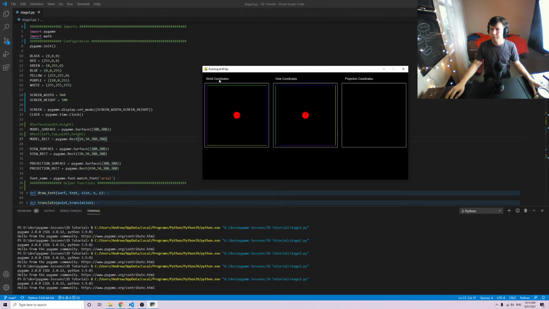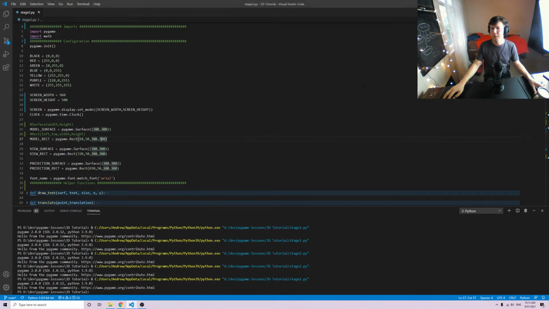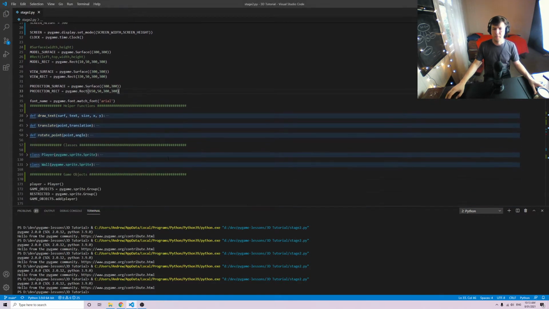So if we look at model rect, that is the world coordinates box. That starts up here, and it's 300 by 300. And you can see how this marries up with the view rect and projection rect as well. Okay, no problem. So we've got some font stuff, and we don't need to worry a lot about the font stuff at the moment. This will all be on GitHub. You can check it out.